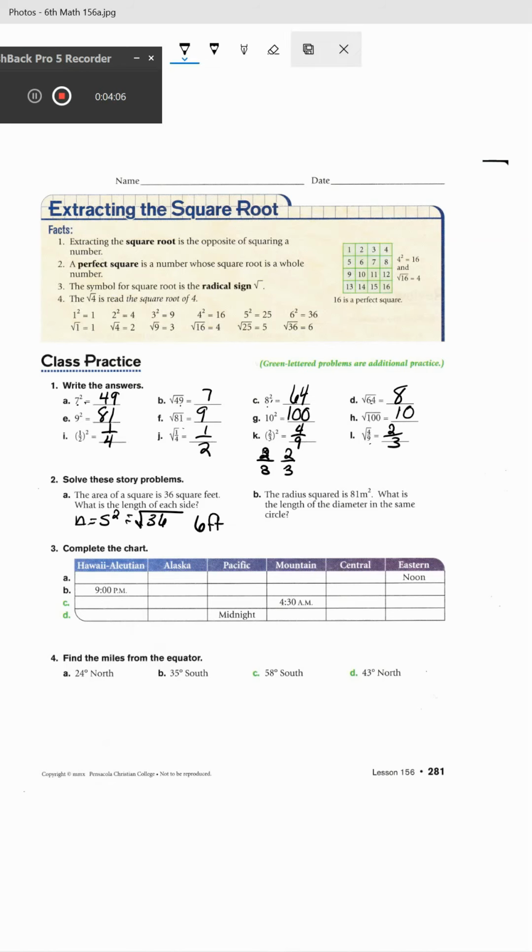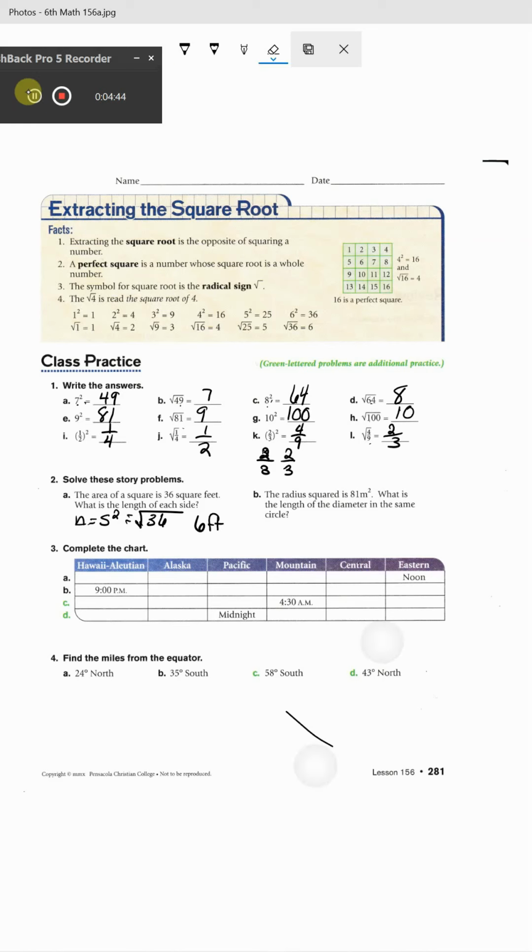All right. The radius squared is 81 meters squared. So this is a circle, and they're telling us that the radius squared is 81 meters squared. So what is the length and diameter? Well, what would be the square root of that? Oh, they want to know the length. All right, so this one gets a little trickier.